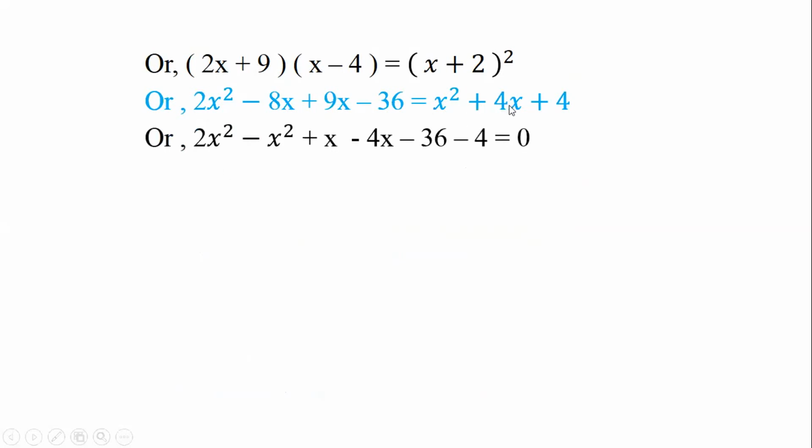But if we change the side for this term, then we get 2x square minus x square plus x minus 4x minus 36 minus 4 equal to 0. But you know, 2x square minus x square, that means x square. x minus 4x, that means minus 3x. Minus 36 minus 4 equal to minus 40.